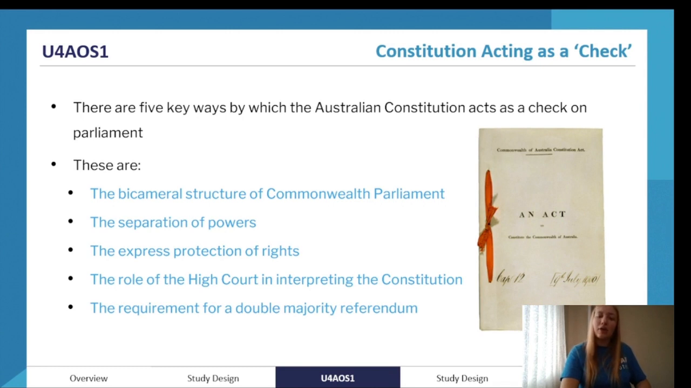We have the role of the High Court in interpreting the Constitution, which we'll look at quite in detail, and the requirement for a double majority referendum, making referendums very difficult, making it difficult to change the Constitution, and therefore protecting the people because the Parliament isn't able to alter any protections that we have in sections of the Constitution without our support.